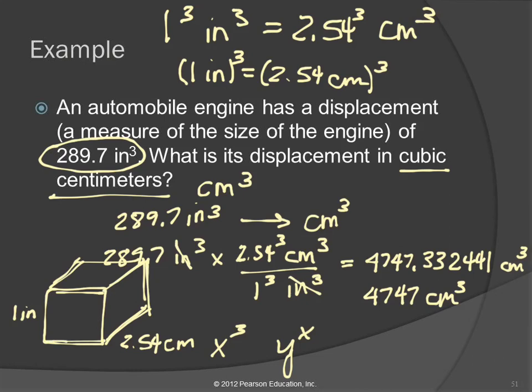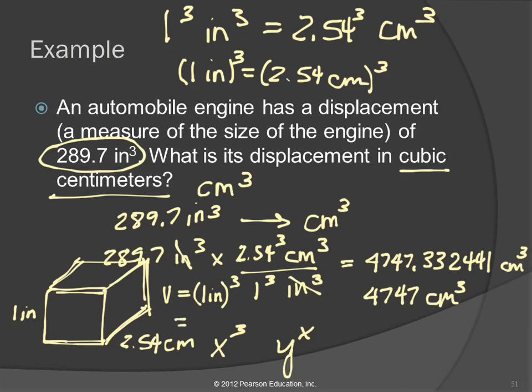So let's calculate the volume of the box in inches and in centimeters. Well, it's the length times the width times the height. So the volume will equal 1 inch times 1 inch times 1 inch, which equals 1 inch cubed, which is just 1. It's 1 cubic inch, right?